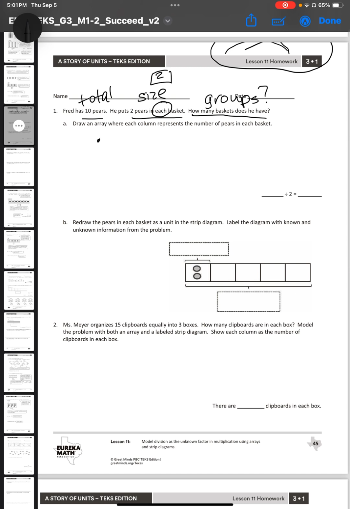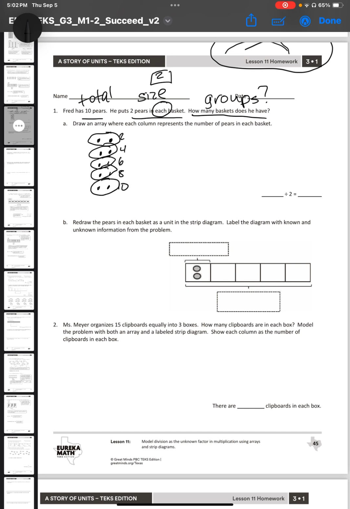What I'm going to do is start by drawing groups of 2. So there's one group of 2 that represents a basket. There's another group of 2 that represents a basket. At this point, I'm at 2, 4, 6, 8. Now I'm at a total of 10 pears. To get to 10 pears, I needed 1, 2, 3, 4, 5 baskets.